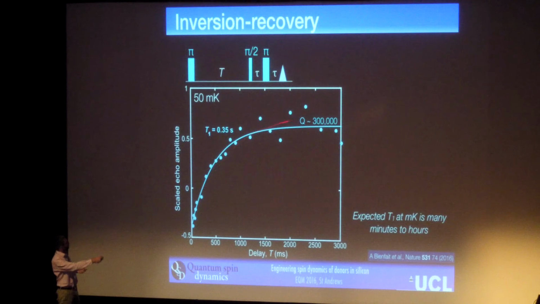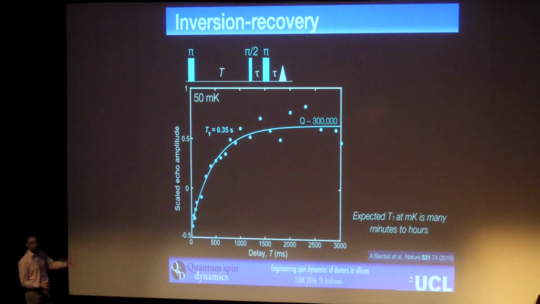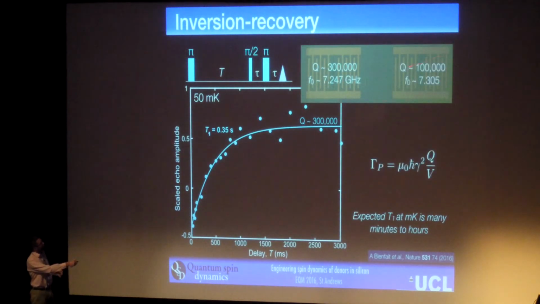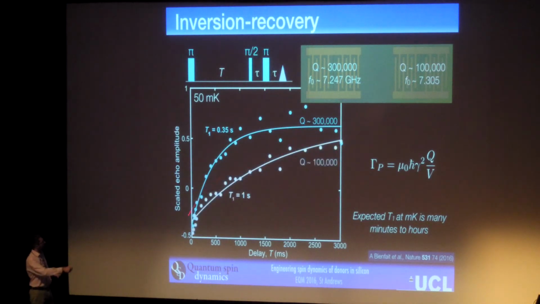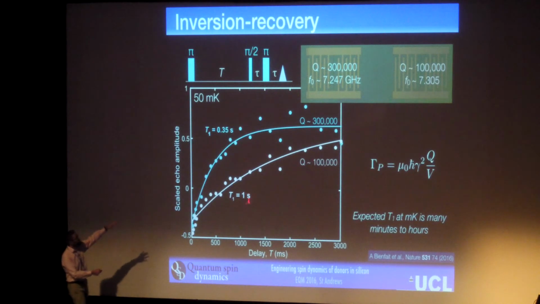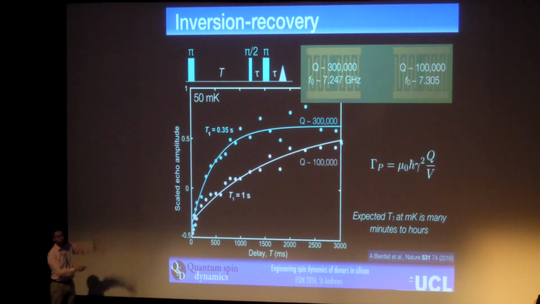Here's a decay curve using the resonator with a Q of 300,000. We can see a T1 of 1/3 of a second, much shorter than we were expecting, given that the T1 should be minutes to hours. Then we can do the same experiment with the other resonator that has a Q of 100,000. On the same piece of silicon just next door, we can measure a relaxation time of a second, which is indeed 3 times longer as expected.